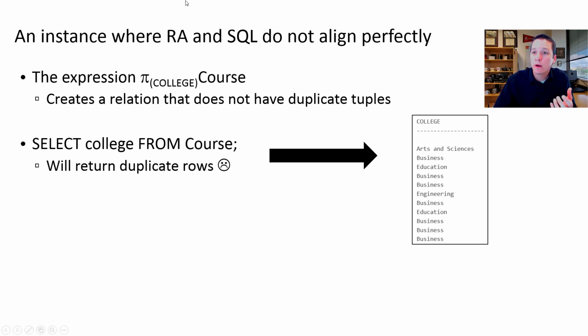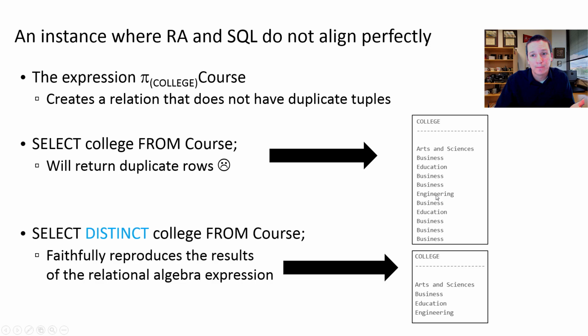However, if you were to run the SQL query that corresponds to this relational algebra, SELECT college FROM course, you'll find that you do get a relation as a result that has duplicate rows in it. Okay? So this is just a little bit of nuance where what your DBMS is returning is a view of a relation, not an independent relation in and of itself.